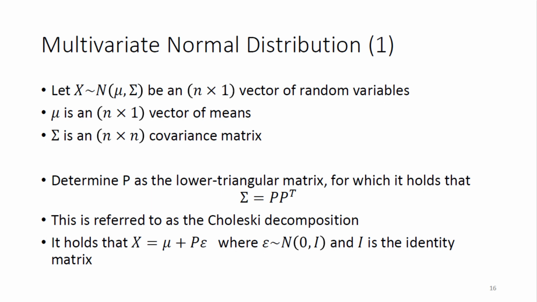Then, the multivariate normally distributed vector x, which has mean mu and covariance matrix sigma, can be rewritten as the vector mu plus P times epsilon. This epsilon is also multivariate normal, but has mean 0 and only a diagonal covariance matrix, with all variances and all standard deviations equal to 1. So it's the identity matrix. And that's very convenient because it's easier to make drawings from epsilon than to make drawings from x.